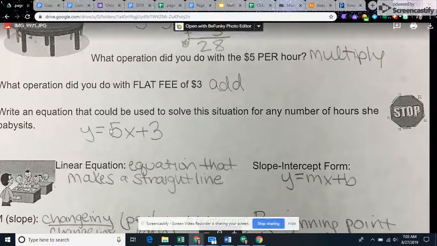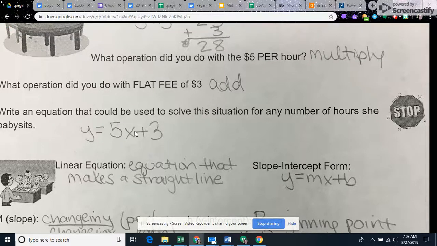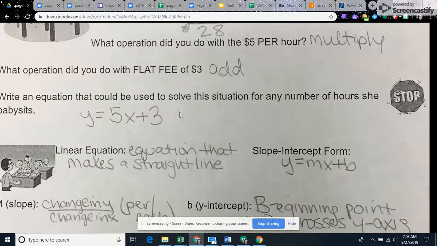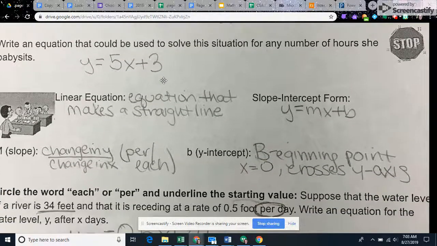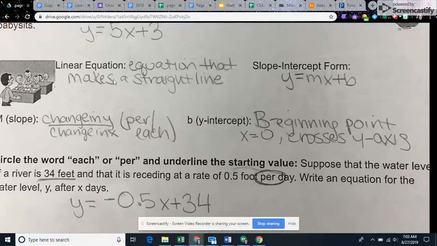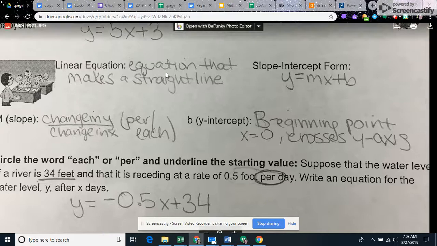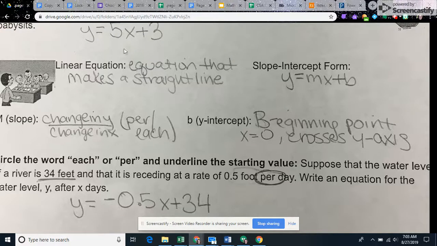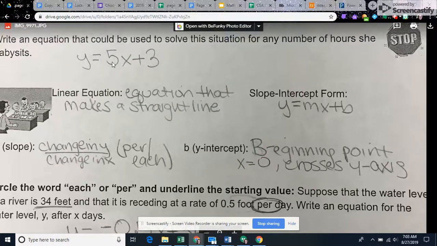So to write an equation, what we did is we took 5 times the number of hours, and she made $5 per hour, and then we added 3. So now, I'll give you some math vocab words here. A linear equation is an equation that makes a straight line. And you'll know it makes a straight line because it's going to have a constant rate of change. If you look at this one, it's always going to change $5 per hour. So this is going to be a linear equation.